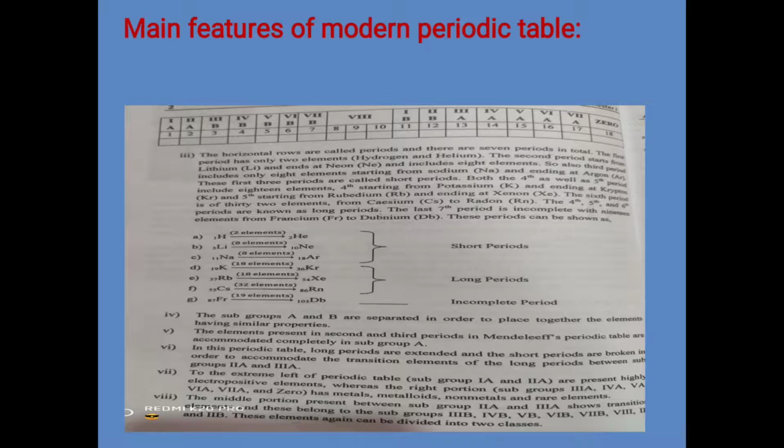Here, hydrogen and helium form the first period. In the second period, lithium to neon, and the third period, sodium to argon. These three periods are known as the short periods. The fourth, fifth and sixth, these three periods are known as the long periods. And the last, seventh period is an incomplete period.